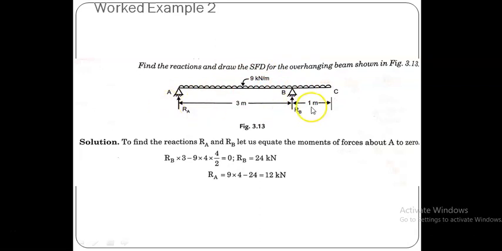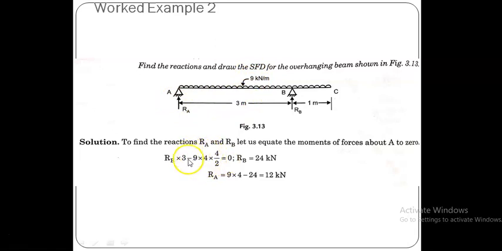Therefore the total length of the load is 4 meter, and this UDL acts as a concentrated force of 36 kilonewton at the centroid of the load span. From A it is about 2 meter, and therefore it is clockwise. We just put the minus sign for writing this equilibrium equation. So 36 into 2, I just write like that.